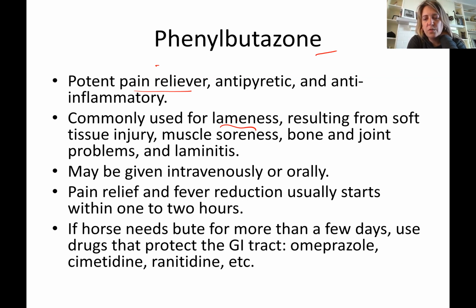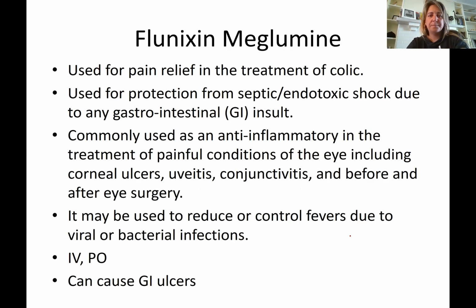And if the horse is going to need bute for more than a few days, I think the research shows about 12 days is the max, but we generally just go max to about 6 days, as 2 grams for the first 3 days and then 1 gram for the next few days. But if the horse is going to need more than like a week of bute, it's important to also give some sort of GI tract protectant, such as omeprazole, ranitidine, or cimetidine. It's important because it can cause gastric ulcerations.